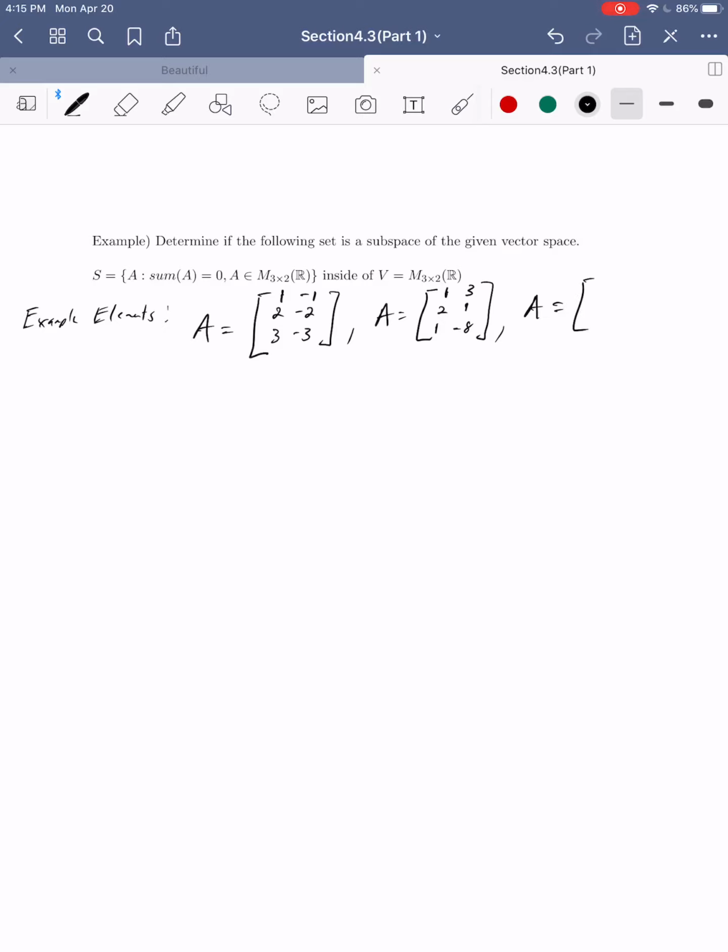Obviously something like 0, 0, 0, 0, 0, 0 will work. All those are example elements. Why did I bother mentioning this guy? Well, that would be the zero vector check.